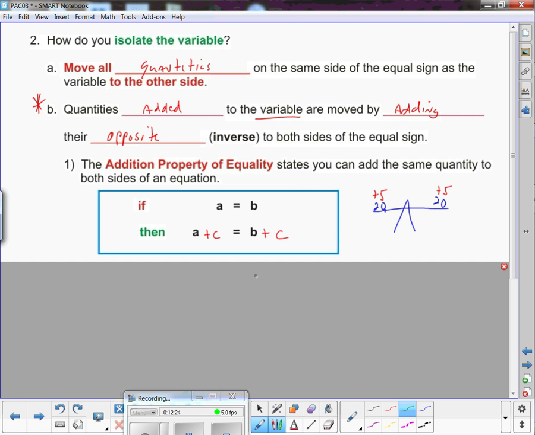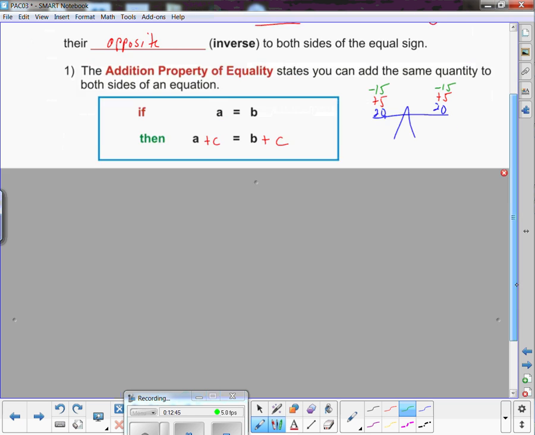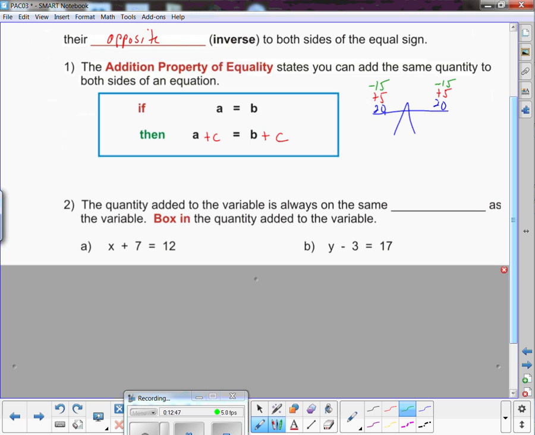What if I take away 15 from the left side? Now the left side's lighter and it starts going down on the right side. But what if I take away 15 from the right side? So you can add the same quantity to both sides. In the first illustration, I added 5 to both sides. In the second illustration, I added a negative 15 to both sides. As long as I do the same thing, I can keep it balanced. That's the addition equality property.